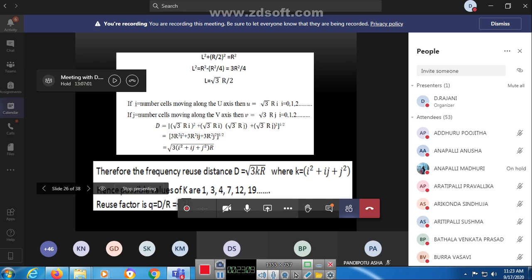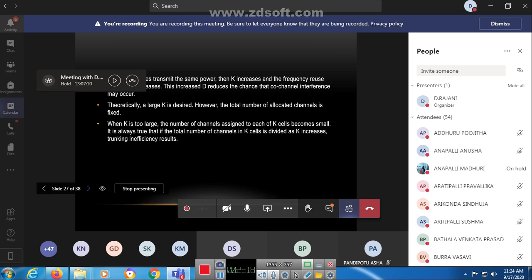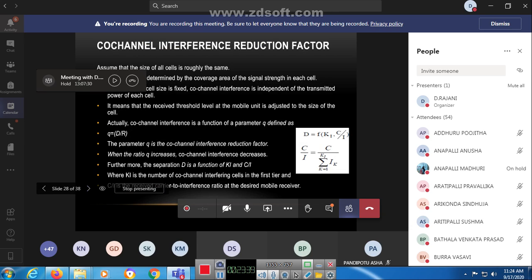For that, the reuse factor we can take as q is equal to d by r, where d is the distance and r is the radius of the cell. Theoretically, a larger k value is desired, while the total number of channels is a fixed value. So we can take the general equation d is equal to a function of k1 into c by I. Here c by I is the co-channel interference reduction factor.